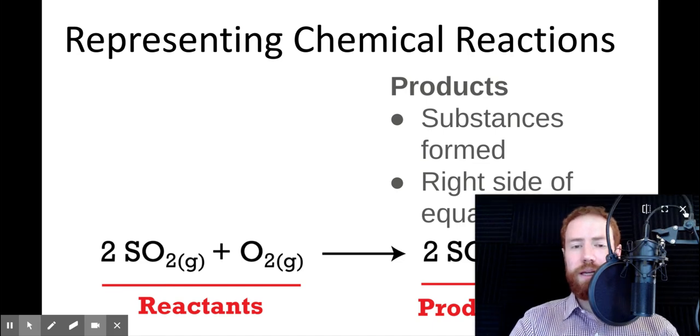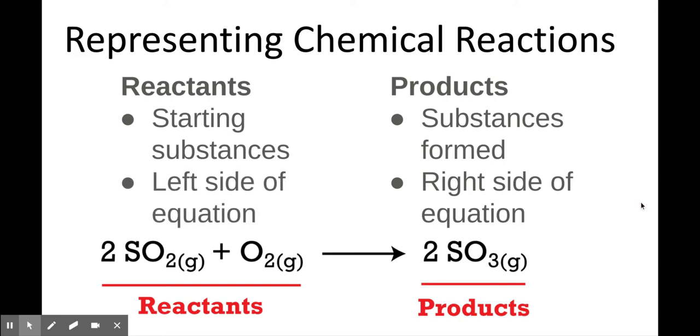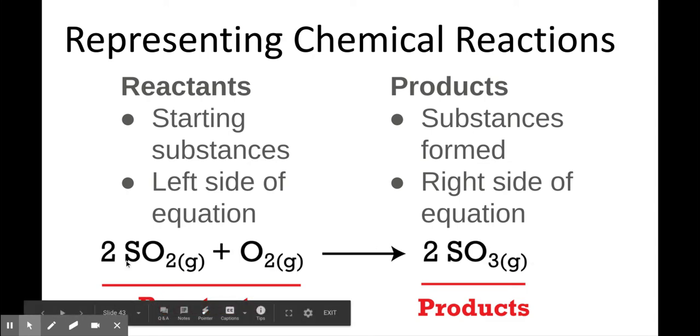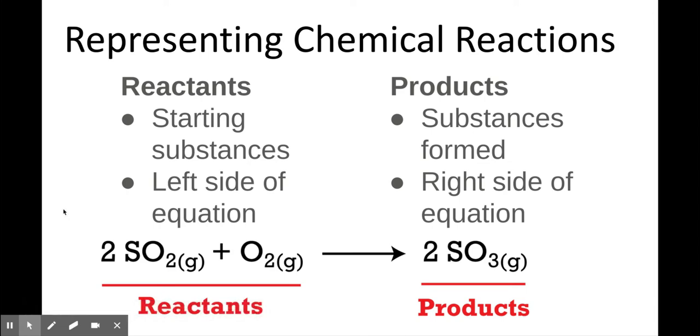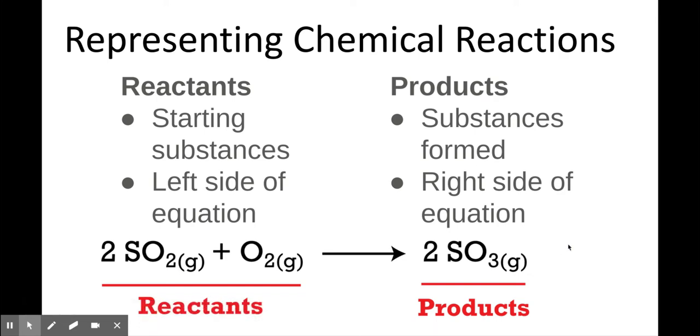So, when you're writing chemical reactions, there are two sides to the chemical reaction. There's the reactants and the products. The reactants are what you see on the left-hand side of the chemical reaction, and there's an example reaction down here for you to look at. So, SO2 and O2 are the reactants in this situation. They're always on the left, and they are the things that you started with, the things that you mixed together to react. On the right-hand side are the products. So, in this case, SO3 is the product. Those are the substances that are formed.